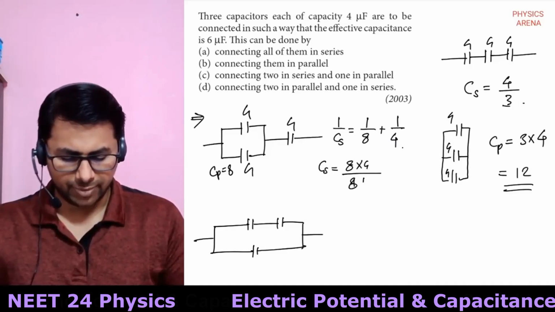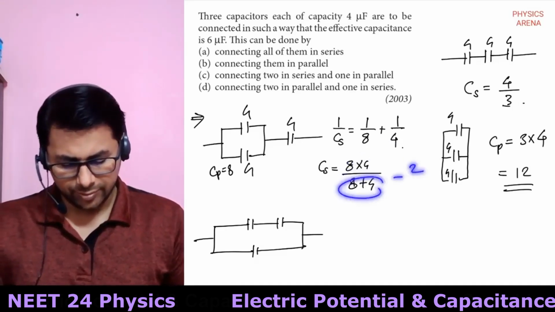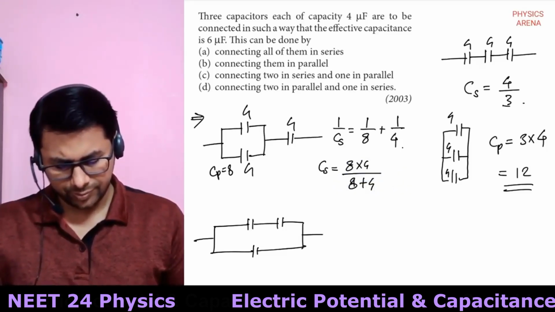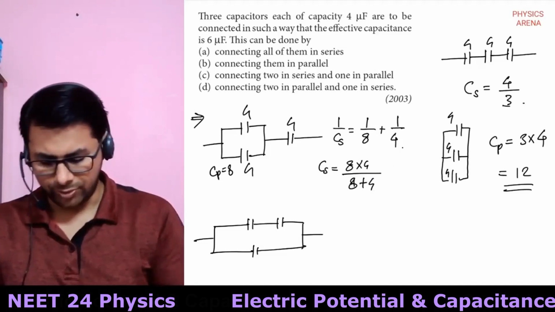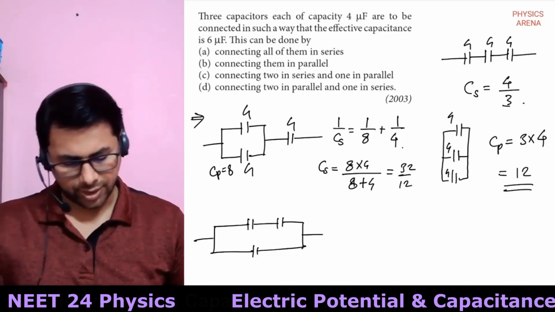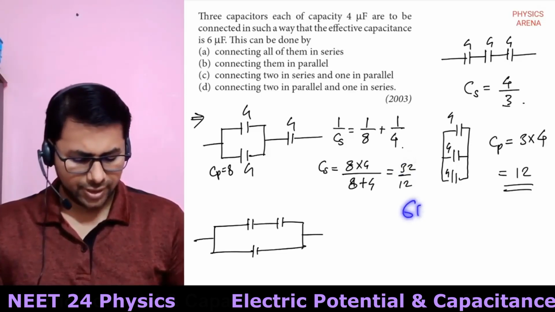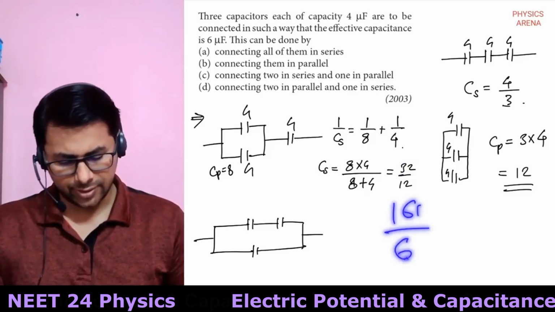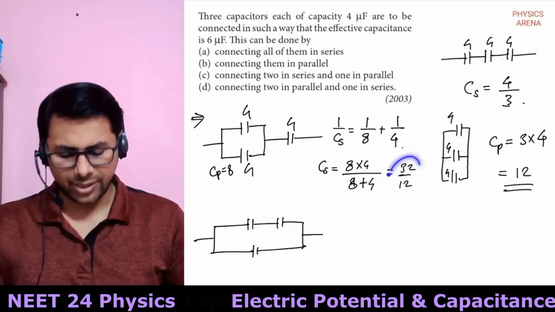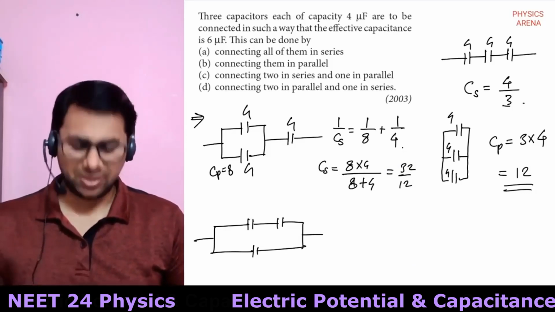8 plus 4 is 12. So this is 32 divided by 12, right? Yeah, 32 upon 12. This is also not 6, right? This is 16 by 6, or 8 by 3. This is 8 by 3. Okay. All right. So this is not the answer. Then, 2 in series, 1 in parallel.